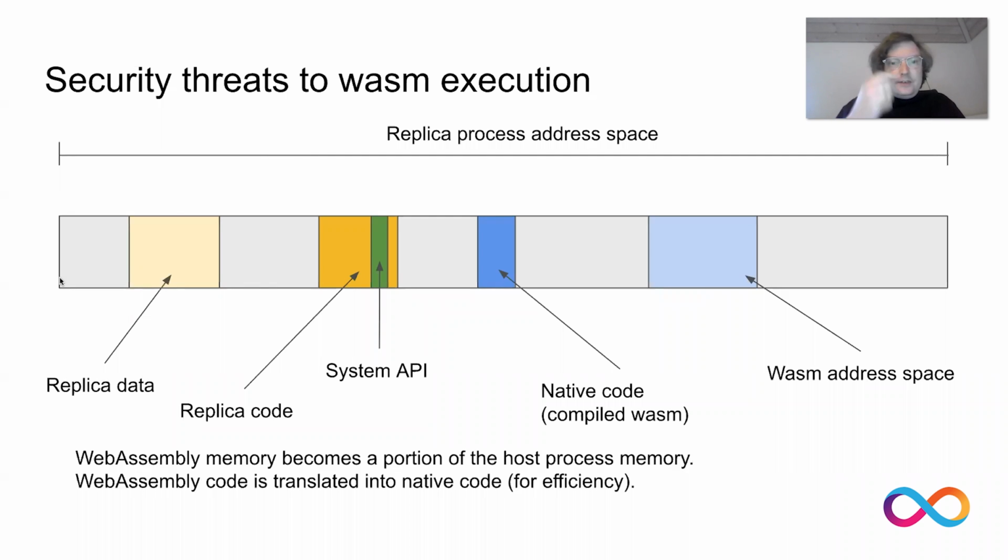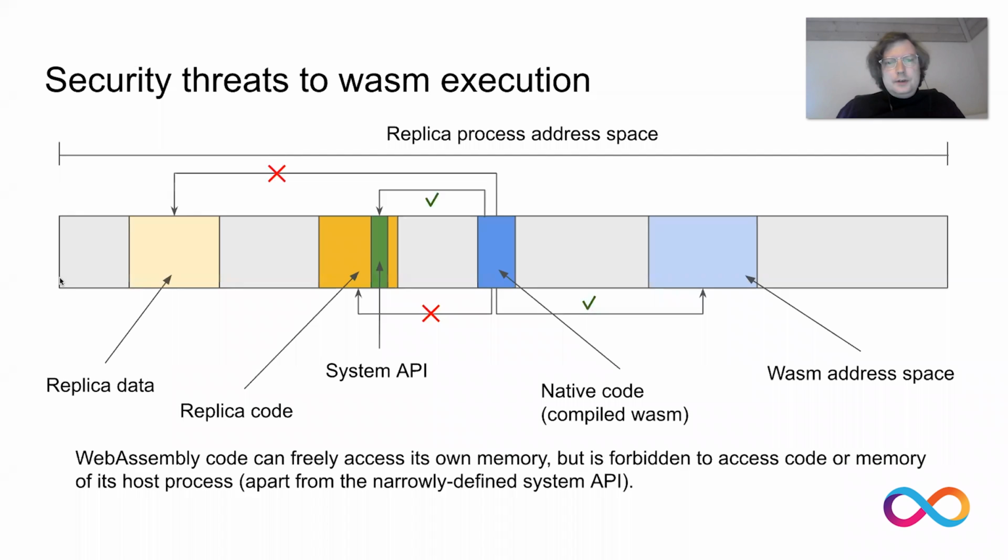On the next slide, let's have a look at which interactions we want to have and which not. Of course, we want the native code for the WebAssembly to be able to access the Wasm address space. That is what it needs to operate. And we also want to allow it to make selected calls into the system API, into the well-defined entry points that we have for this. But the interactions that need to be absolutely forbidden are, of course, any other access to replica data or data of other canisters, and also any execution of other code besides the system API inside this process.